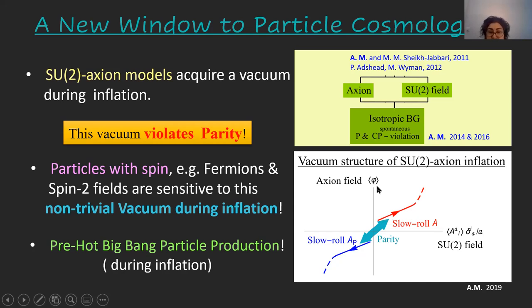So for a positive axion value, we will have, let's say, the red slow-roll trajectory. And when phi, the axion, is negative, we'll have the blue slow-roll trajectory, which is the parity-conjugated version of the red one. The background cosmology and also scalar particles are not sensitive to this effect. Particles with spin, like fermions and spin-2 fields, are sensitive to this non-trivial vacuum during inflation. And interestingly, that leads to particle production during inflation.